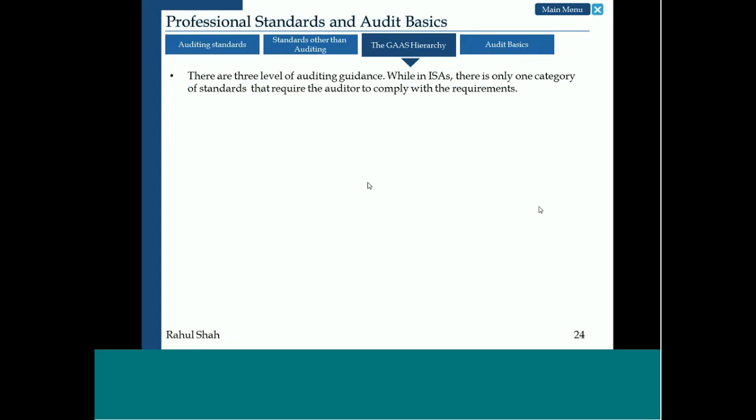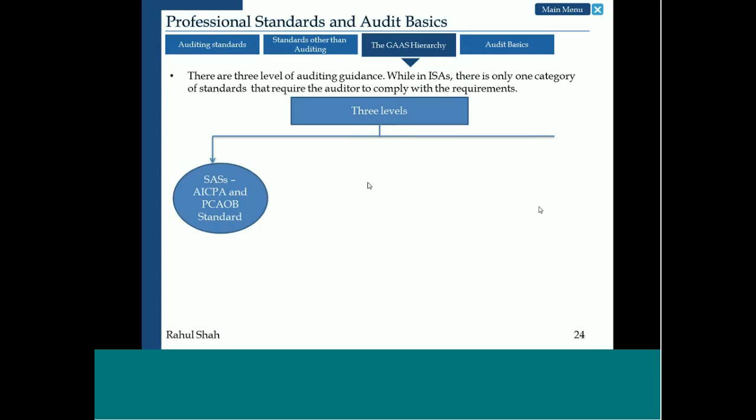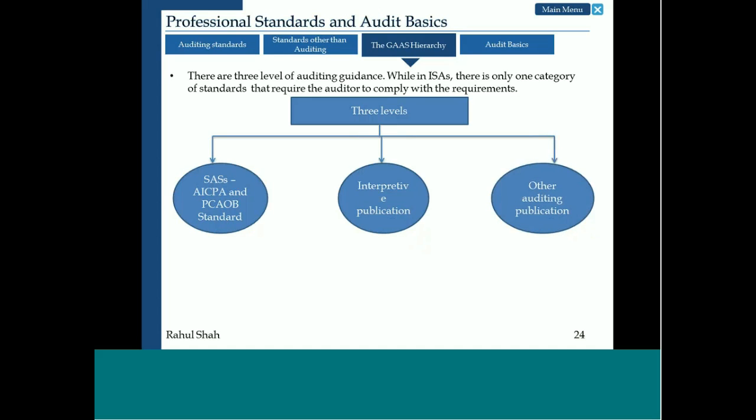For other standards, you have three levels of auditing standards, and we need to follow these steps. First, the main standards: the old SAS, or now the AU sections, issued by the AICPA board, and the PCAOB standards. These are the main literature. That is called the first level. Then there are certain interpretive publications with respect to the AICPA or PCAOB standards. And the third level would be other auditing publications. Now, what are all these items?